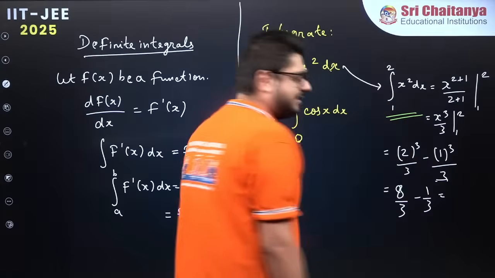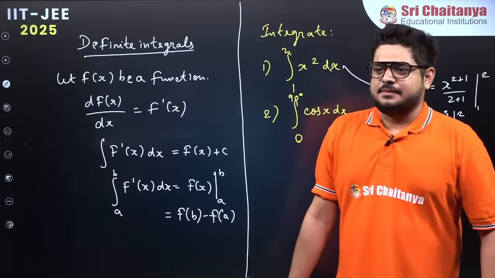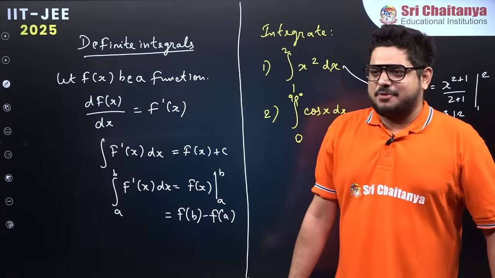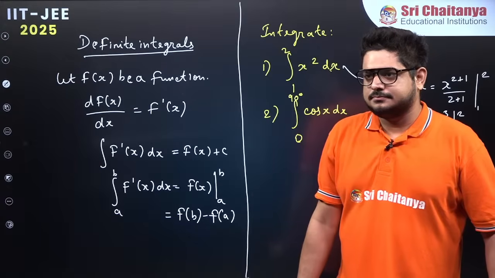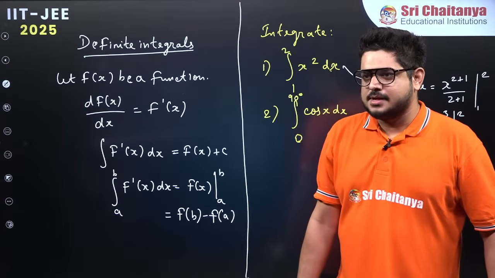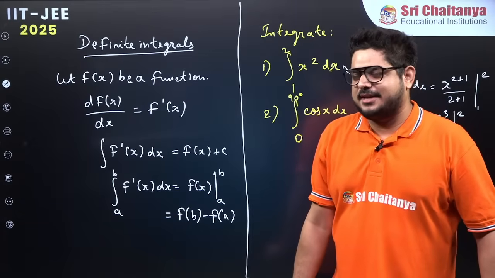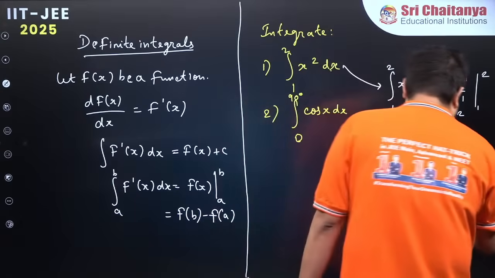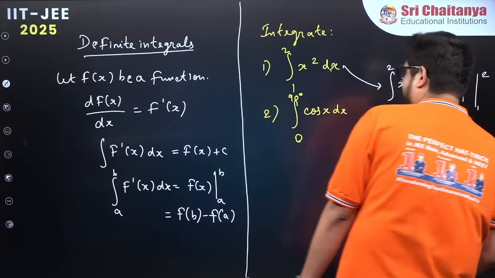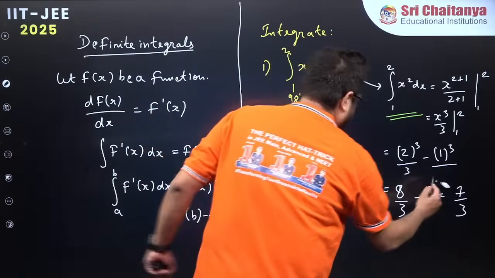What is going to be the answer? Tell me everyone, write it down in the chat box. Seven by 3. Yes, 7 by 3 is going to be the answer to this question. 8 minus 1 is 7 by 3. So that is what is required to be done in this question.